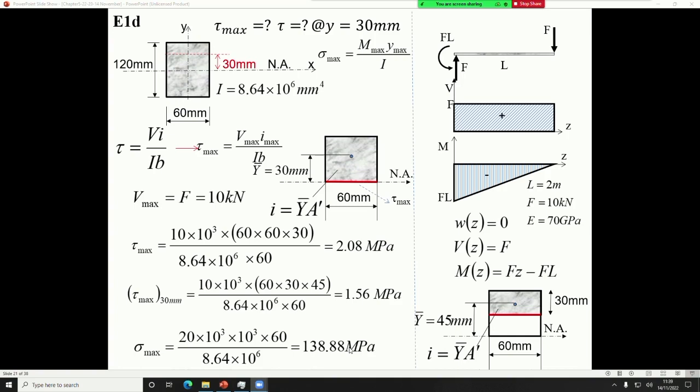So as I said, I solved all parts of question 1D for you. The other ones are all available online. Please go through them. If you have any questions, you can ask during the problem solving session on Friday.